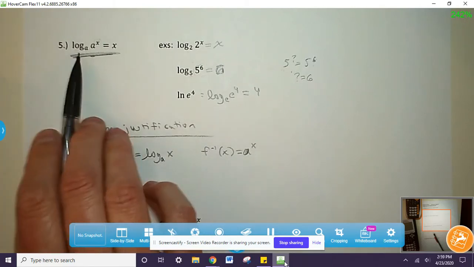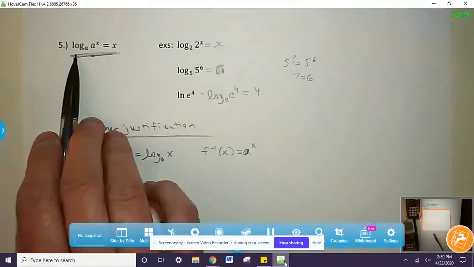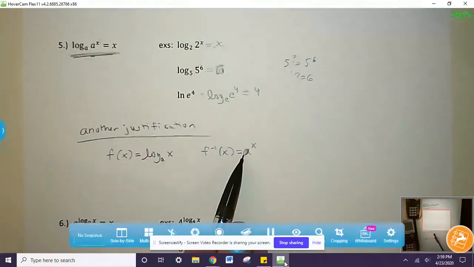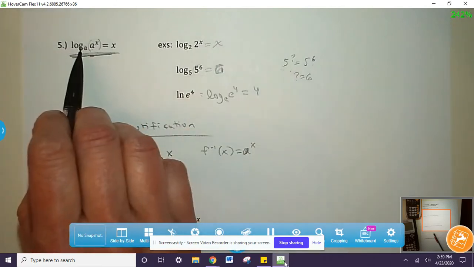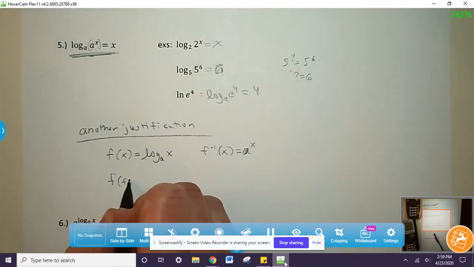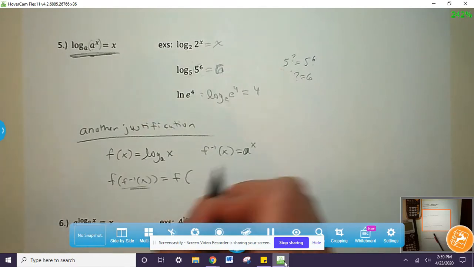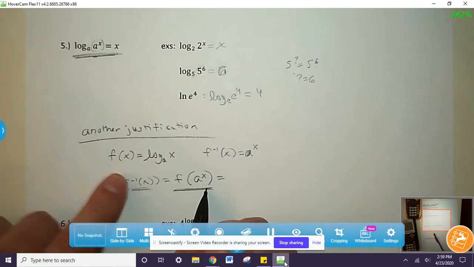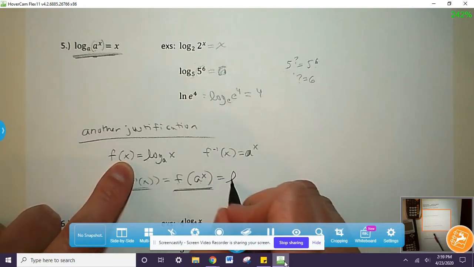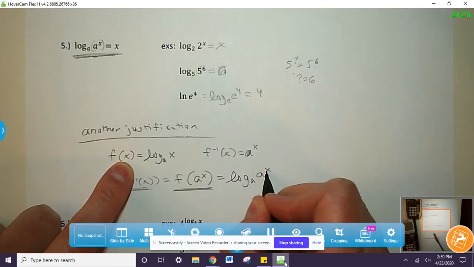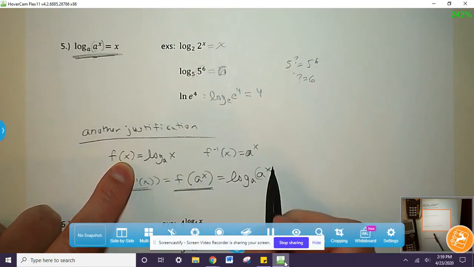And if you look up here, this is a composition of inverses. Which one is the inner function? Is the inner function log or exponential? This is the inner function right here, the exponential. So what this is, is f of f inverse. So f inverse is a to the x. And if I want to find f of a to the x, then I want to go up here to f, and anywhere I see an x, replace it with a to the x. Okay, so instead of x, I put a to the x.